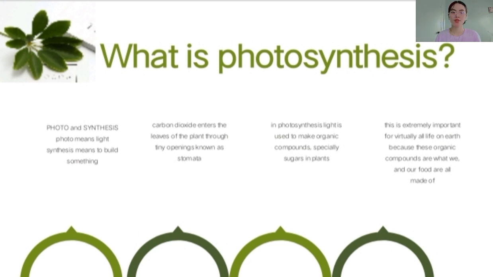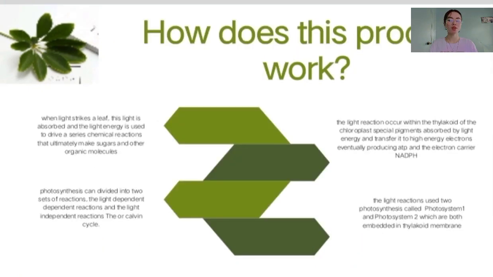In plants, this is extremely important for virtually all life on Earth because these organic compounds are what we and our food are all made of. So how does this process work? In short, when light strikes a leaf, this light is absorbed and light energy is used to drive a series of chemical reactions that ultimately make sugars and other organic molecules. Photosynthesis can be divided into two sets of reactions: the light-dependent reactions and the light-independent reactions, or the Calvin cycle. But in this video presentation, we'll focus exclusively on the light-dependent reaction.